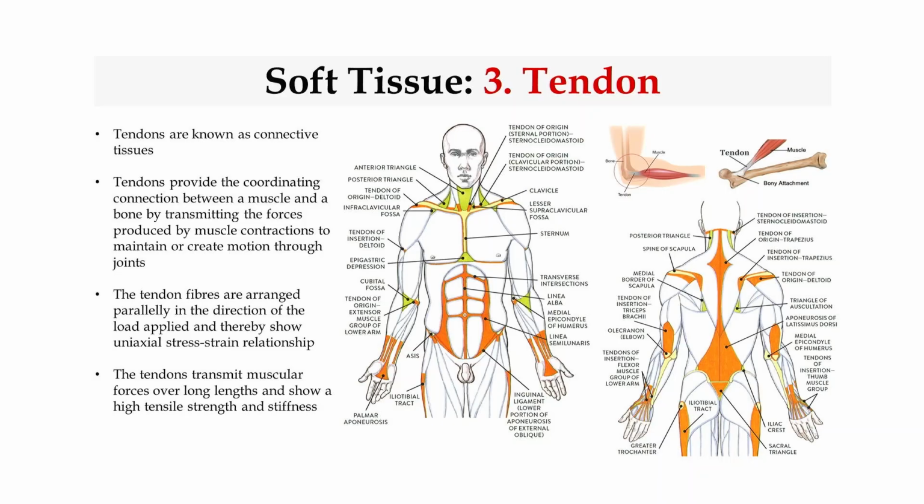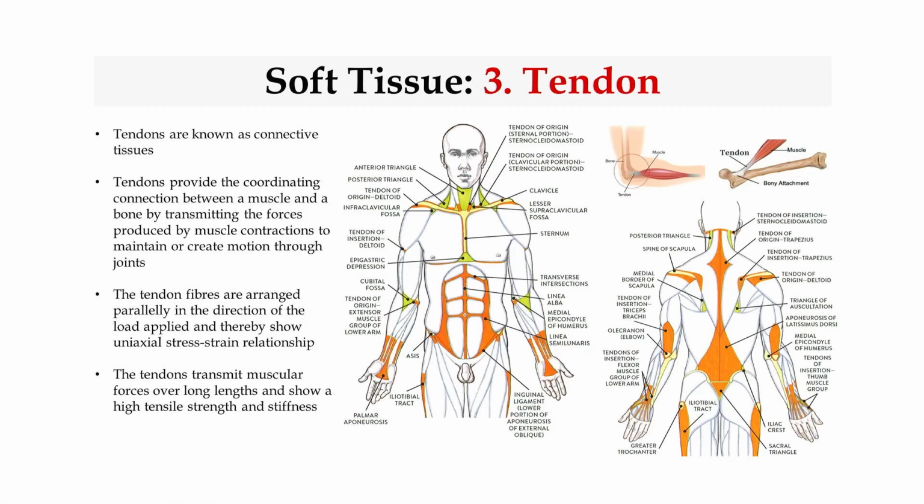Tendons provide the coordinating connection between a muscle and a bone by transmitting the forces produced by muscle contractions to maintain or create motion through joints. So all our motions are caused by tendons, which are helpful in transferring the loads from the muscles to the bones. Bones meaning the outer skeletal structure, right? So tendons are, that's why, very, very important. The tendons are therefore connecting the muscles and the bones all across the body.